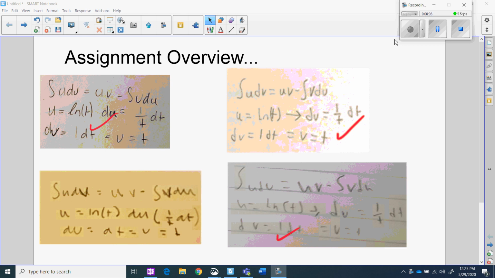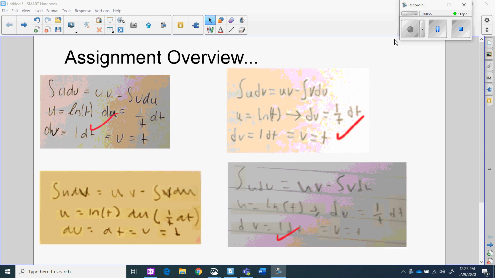Let's do a little overview of our most recent integration assignment. I'm going to go through the 4 solutions where I discuss them and explain my solutions. I do suggest some of you go back and look at your work to redo some of these questions, even if you had correct solutions.